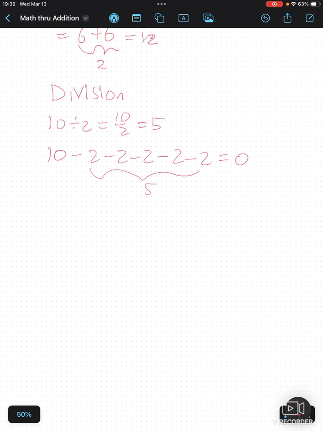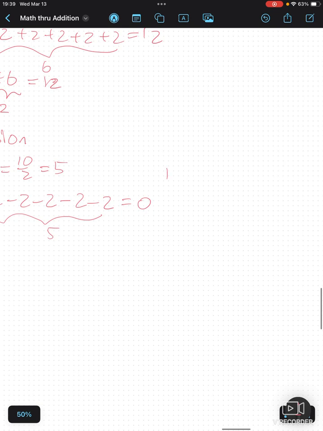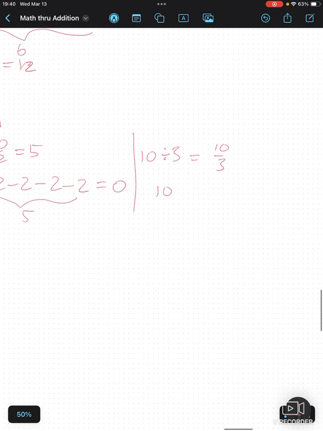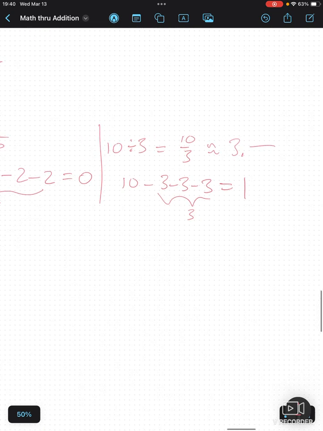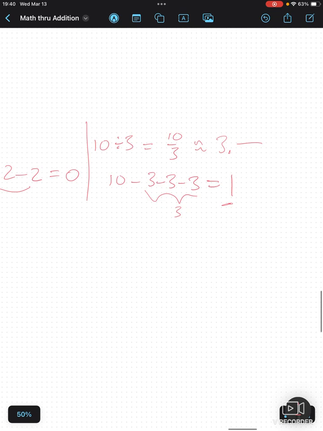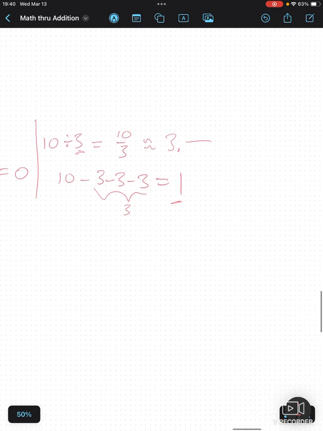But we could have a remainder, for example. Let's say 10 divided by 3. This is 10 over 3. This would be 10 minus 3 minus 3 minus 3, and this is equal to 1. We have a remainder of 1. This is done 3 times. So we know that 10 divided by 3 is about 3 point something. Well, we have a remainder of 1 being divided by 3. So we know that this is really 3 and 1/3.